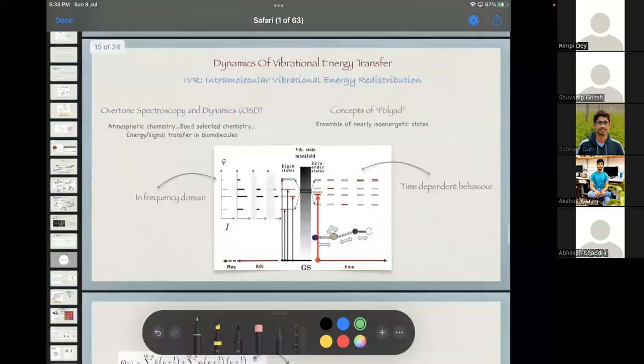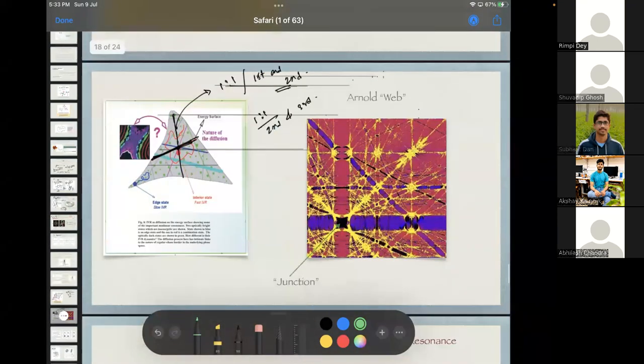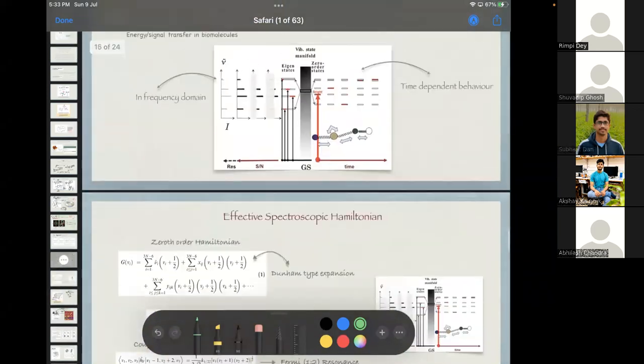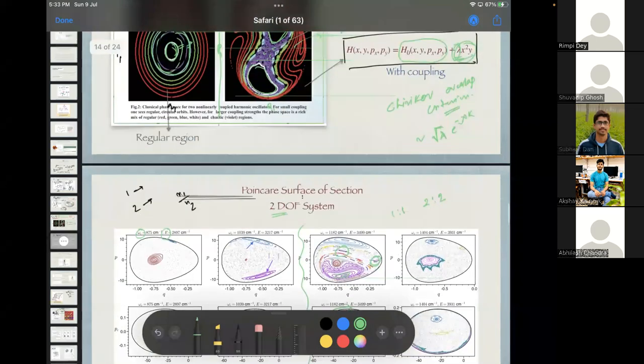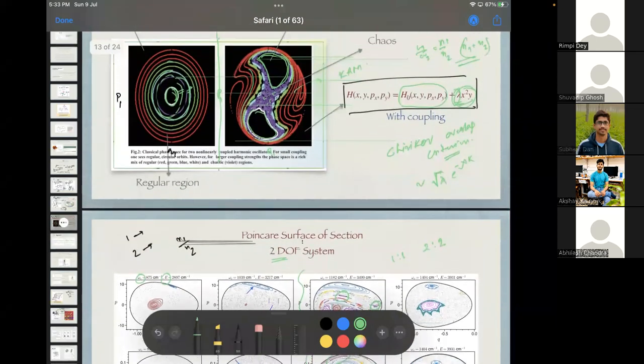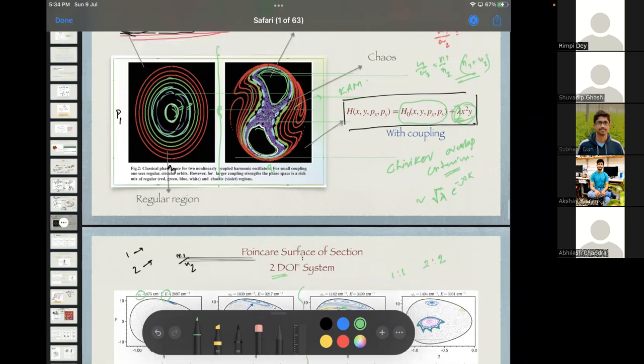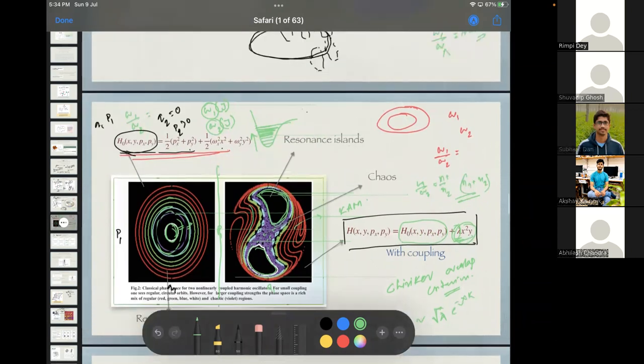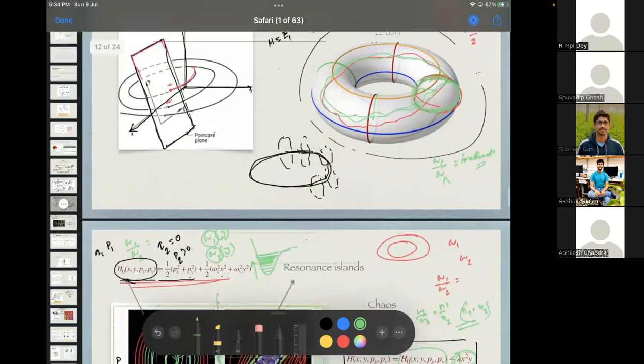So why are these resonance islands identical? Identical means, let's say two oscillators are in a 1:1 resonance. So basically, in one section you will get one orbit or one point or one region. In another section also you should see one region or one point, right? Because these regions or orbits or structures are coming from this picture.